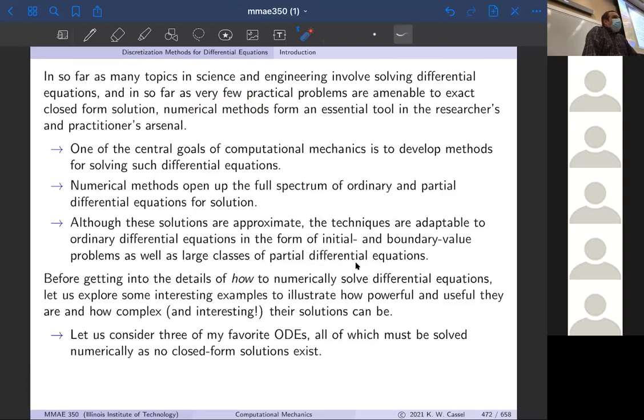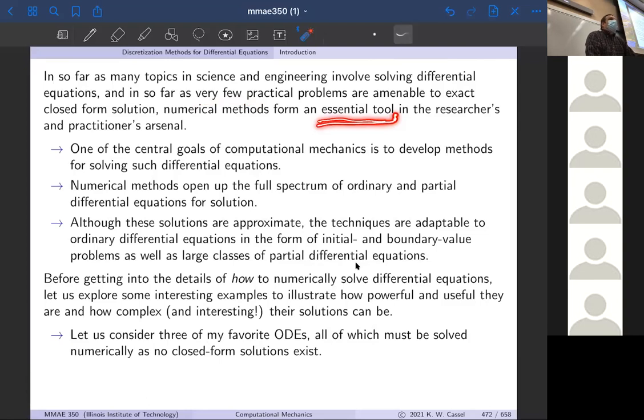They said, or maybe they didn't say, you have to wait for 350 to get a taste for how that's done. So all of that to say, this is absolutely an essential tool in our toolbox as engineers. The vast majority of solutions for real, and by real I mean practical engineering applications, are going to have to be done numerically. You're not going to be able to do it exactly.